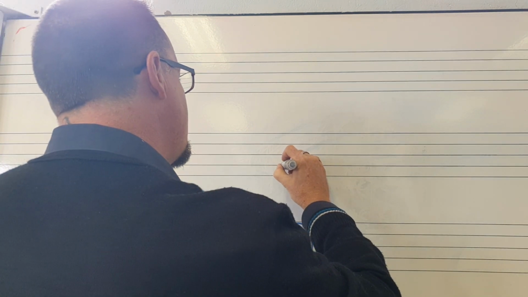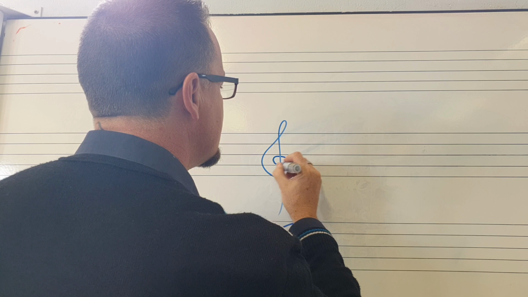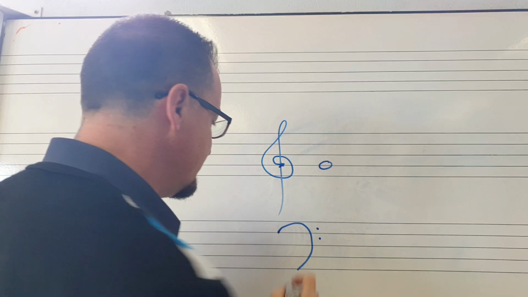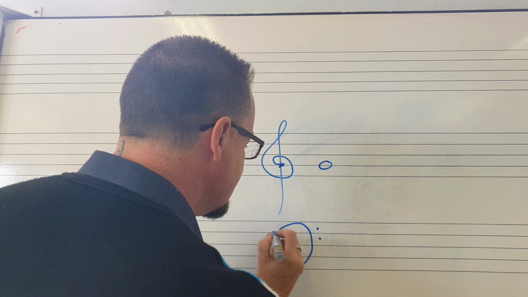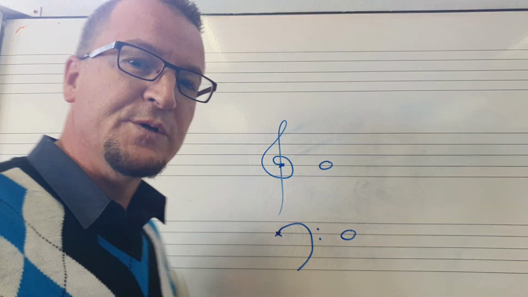Now, have a look at this. The treble clef starts on a G note, and therefore it's also called the G clef. And the bass starts on an F note in the bass, and that's why it's also called an F clef.